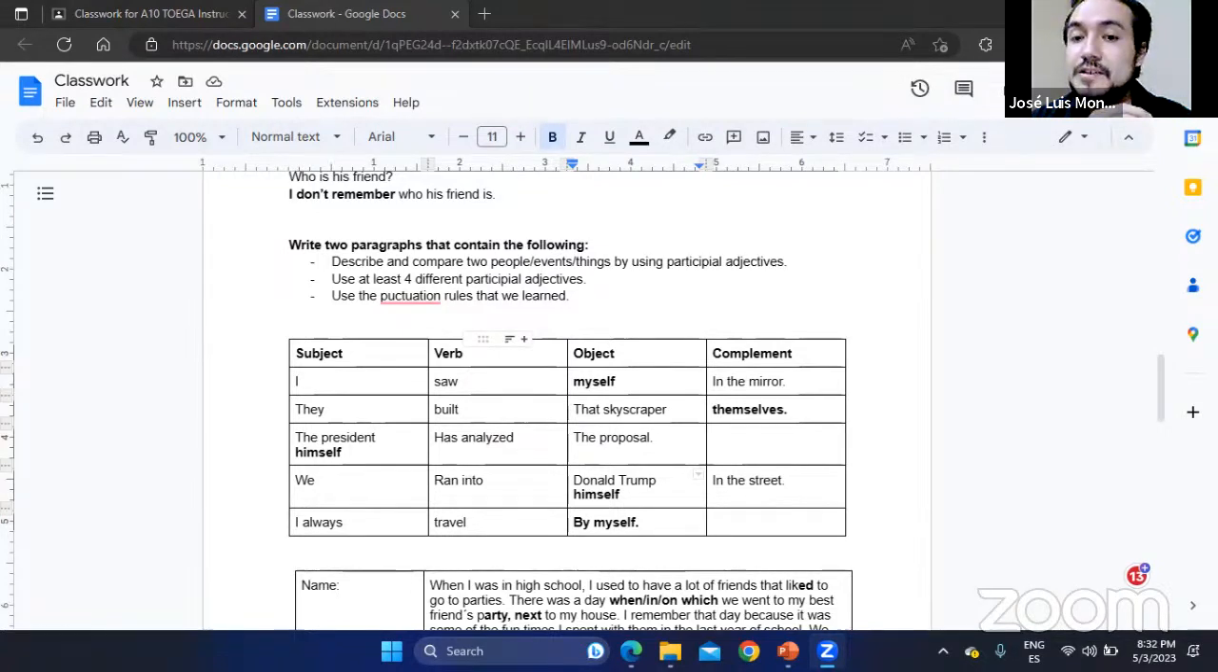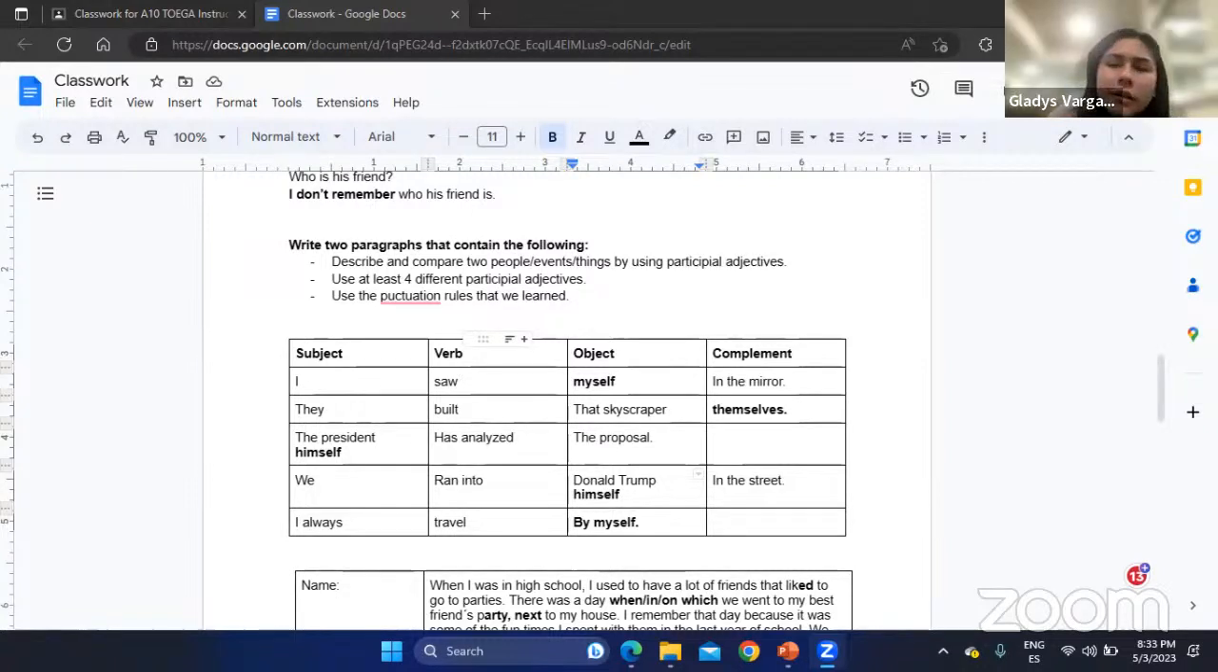They built that skyscraper themselves. You can say that without the parentheses, but it's over there. So that's more or less what you can do to translate. Again, you have more options, Clarice, but the idea is showing that they did it, showing that you did it, showing that the president did it, showing that Donald Trump was there. And the last one only means alone, without anybody else. That's the only meaning of by myself, by yourself, by themselves, and so on.